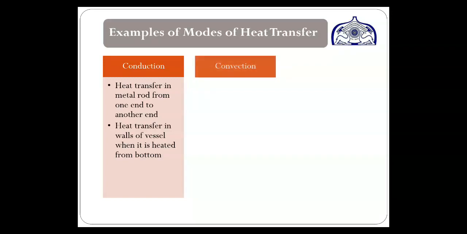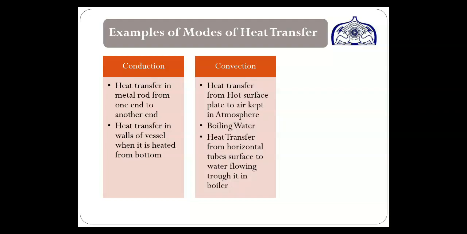Now let us see the examples of convection. Heat transfer from a hot surface plate to air which is kept in the atmosphere. Whenever a hot surface is kept in the atmosphere, what happens? After some time it cools. That is due to convection. Boiling of water is an example of convection. Heat transfer from horizontal tube surfaces to water flowing through it in boilers is also an example of convection.